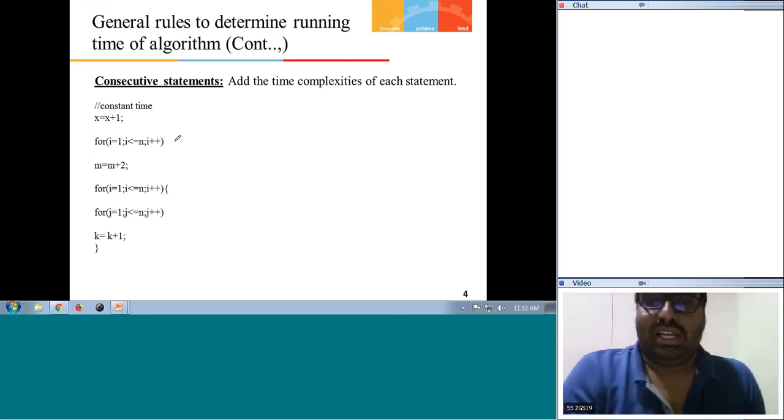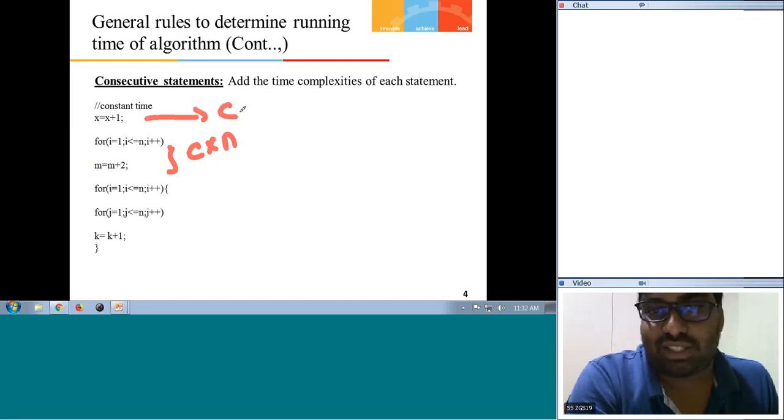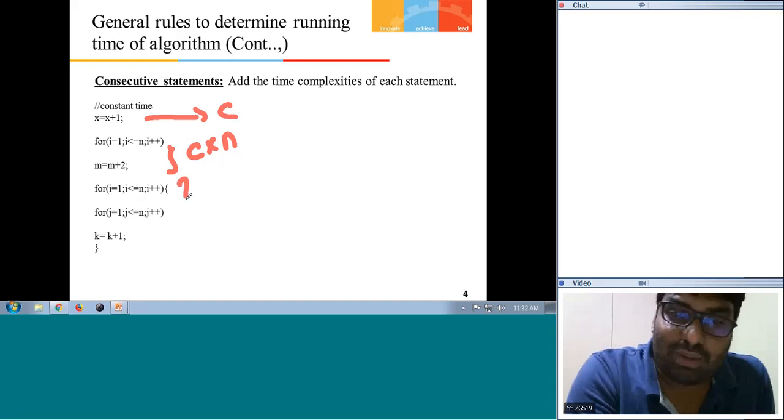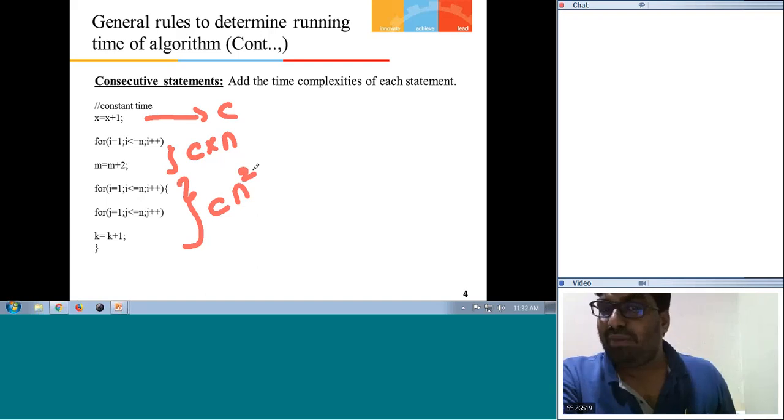Now, the time complexity for these two steps would have been C into N. Got it? And this is some constant operator. Now come to the next two for loops. The time complexity that you would have assumed is C into N square. Got it? Now if you see, we have got three parts in the program. How many parts are you able to see? Three parts. What are those three parts? C, C into N and C into N square.